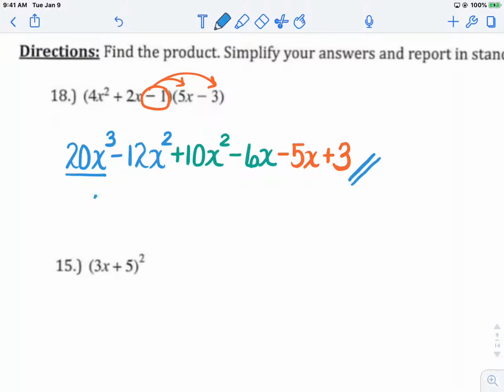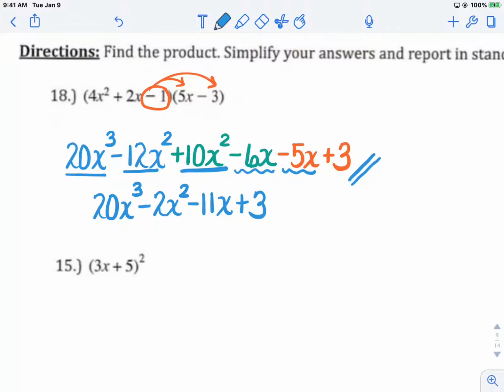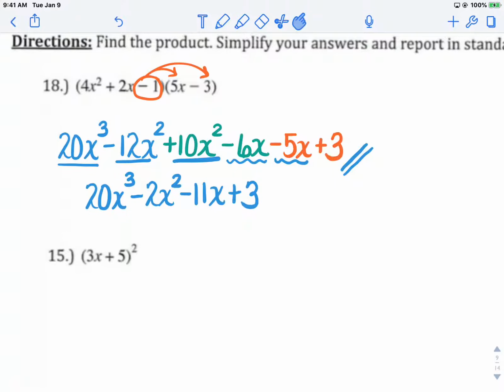So as I see a 20x cubed and no other x cubes. I see a whole bunch of x squared terms, so I have a negative 2x squared. Please use your calculator when you're combining these if you're not sure. Negative 6x minus 5 more x's is negative 11x. And we have a positive 3. And the final product is one that looks like something that we've tackled before, and we had a plan.